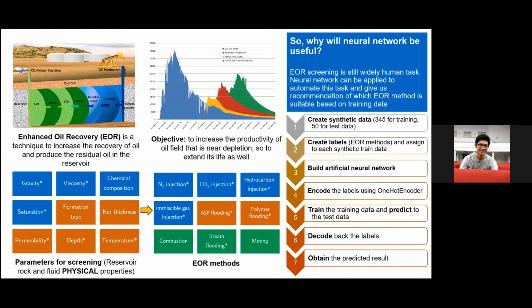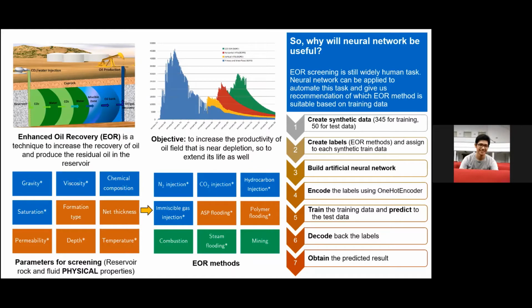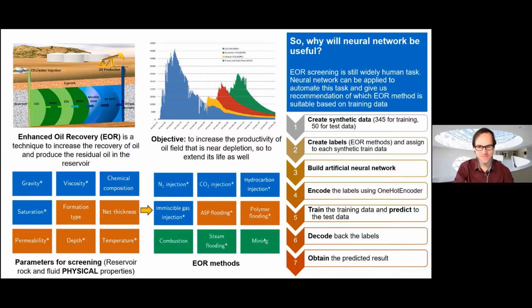Actually, there are lots of methods in EOR, but here I show nine of them. I got these methods from Taber et al. in 1997, the year when I was born. He was working on the New Mexico oil project. So these are the methods: nitrogen injection, CO2, hydrocarbon immiscible gas, ASP, polymer, combustion, steam, and mining.